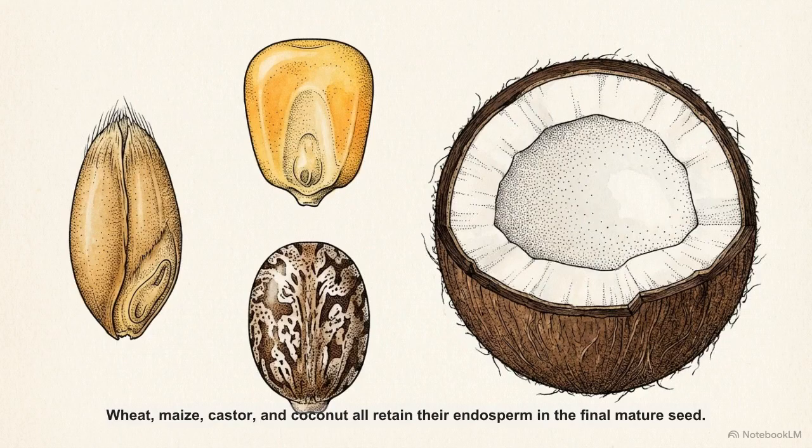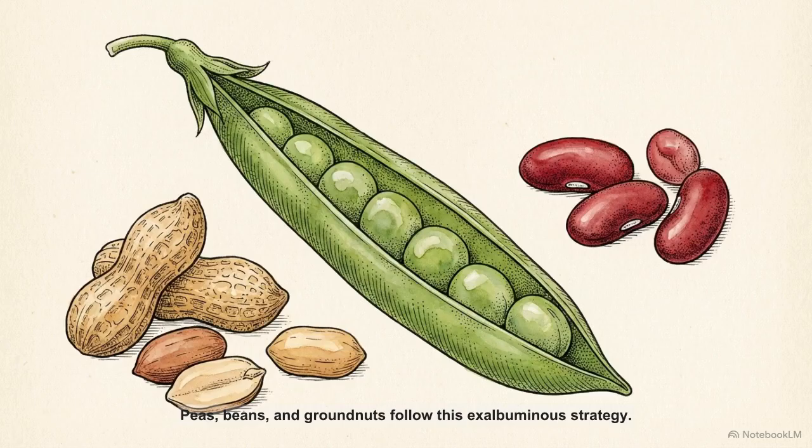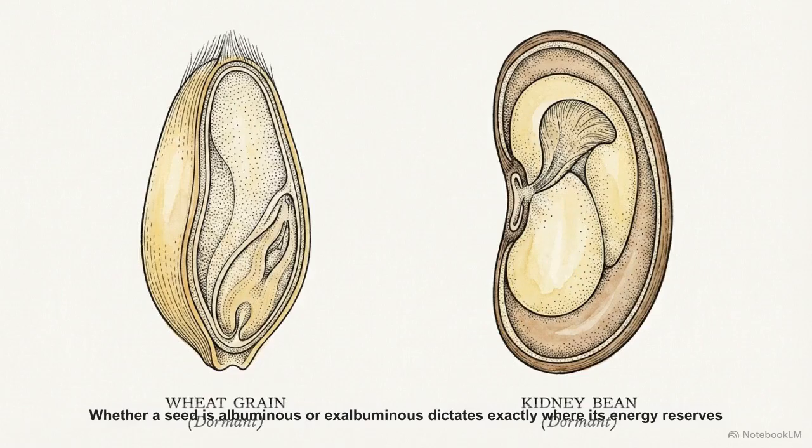Wheat, maize, castor, and coconut all retain their endosperm in the final mature seed. Peas, beans, and groundnuts follow this exalbuminous strategy. Whether a seed is albuminous or exalbuminous dictates exactly where its energy reserves are physically located when it enters dormancy.